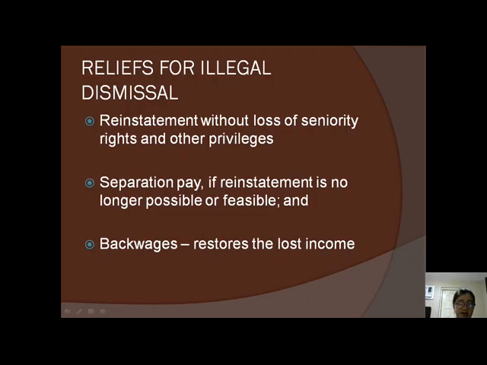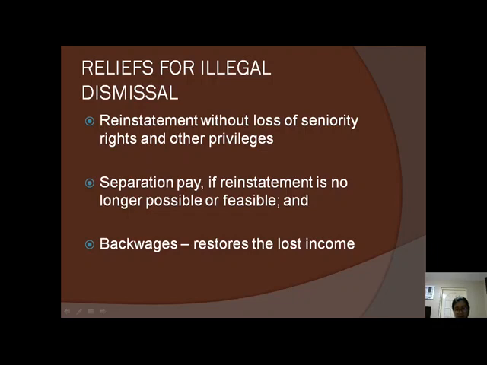So like what we've discussed before, for example, if you filed for illegal dismissal, and then it took 2 or 3 years before a final decision was made, and the decision is reinstatement, wherein you will be asked to go back to work. However, the company already abolished that position or area wherein your former job was, then reinstatement is no longer feasible nor possible. So with that, you can be paid separation pay.